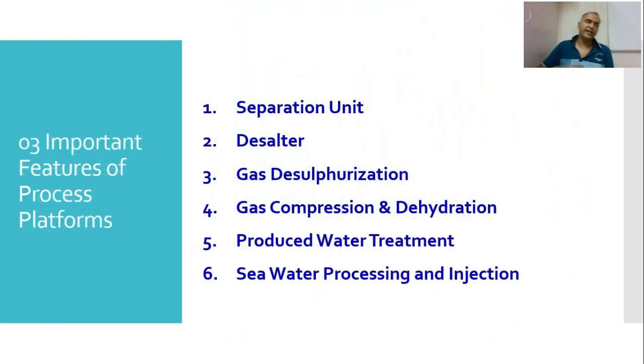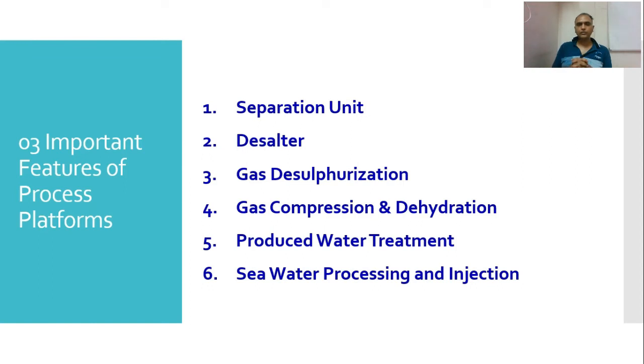So this entire process platform, whatever treatment we are going to do, this is a summary of all this process. What you have to do is these 6 points. What are those 6 points? Separation unit, which we are going to see. Second, desalter. Third, gas desulfurization. Fourth, gas compression and dehydration. Fifth, produced water treatment. Sixth, seawater processing and injection.